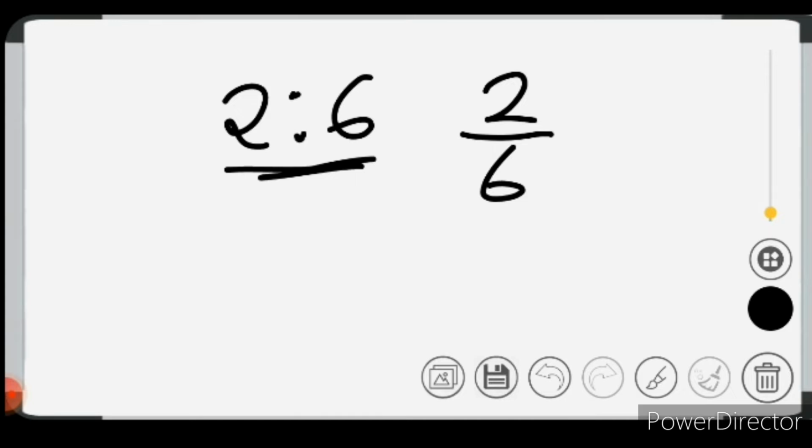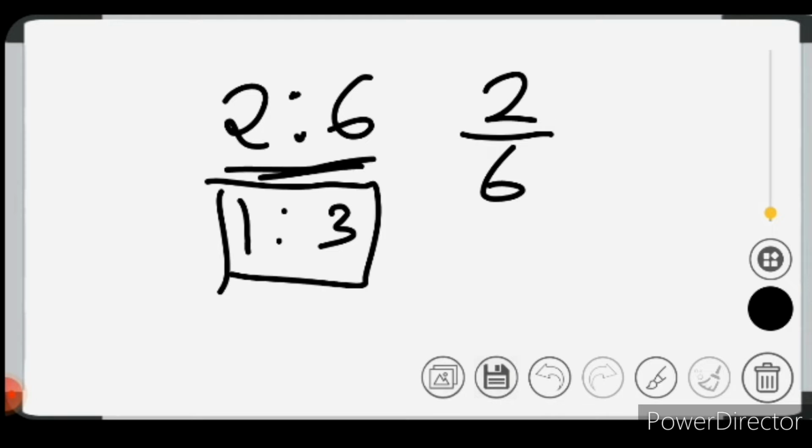Now how to simplify it? We know that simplification is something where two numbers should come in some common table. Like 2 and 6 come in the 2 table. So 2 ones are 2, and this will come 3. So this is the simplification of a particular ratio. Okay, so this is called a ratio and a simplification of the ratio. Now I'll give another example, students. It's very interesting.